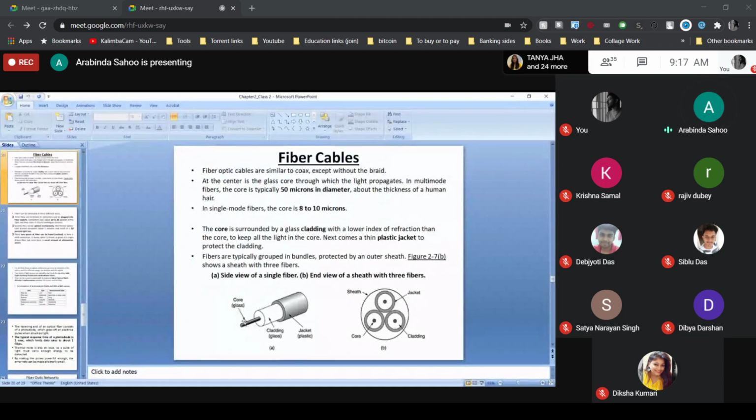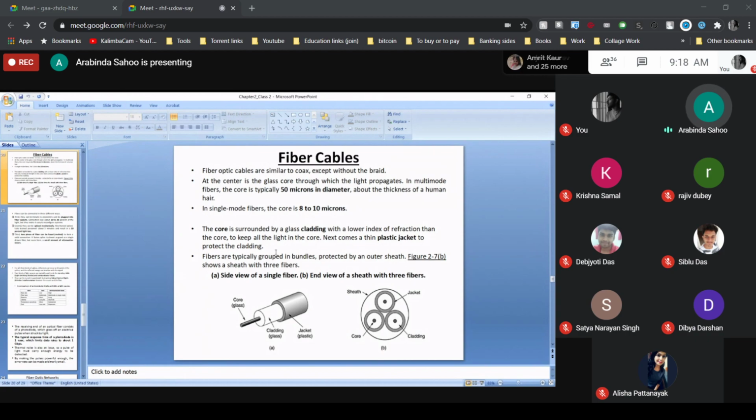The core is surrounded by a glass cladding with a lower index of refraction than the core, to keep all the light in the core. Next comes a thin plastic jacket, which is used to protect the cladding.